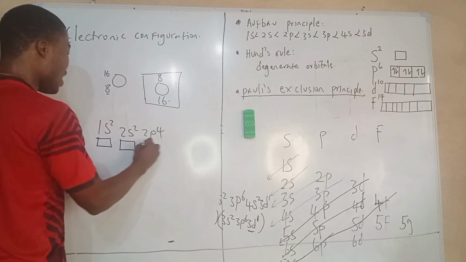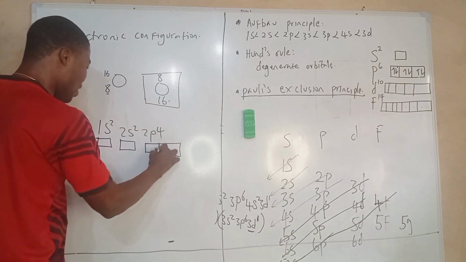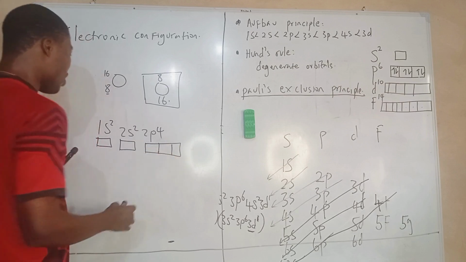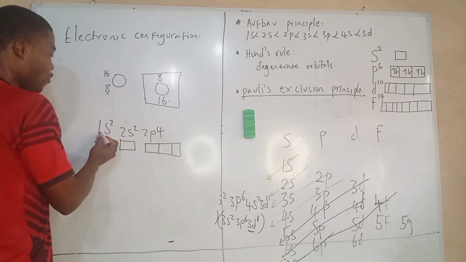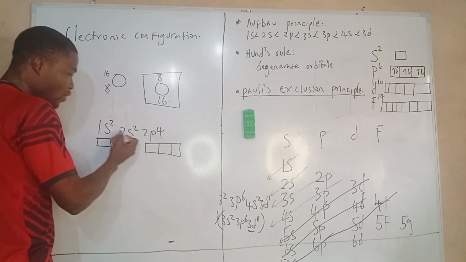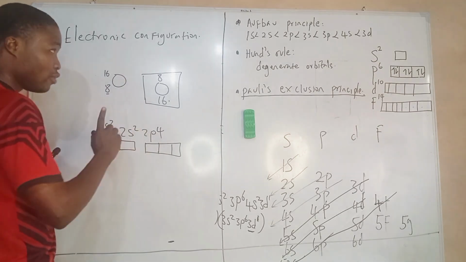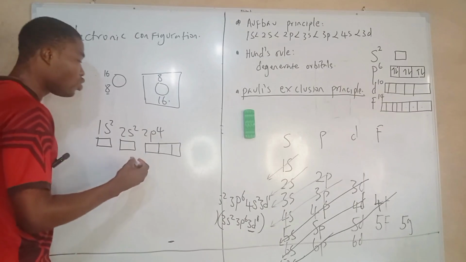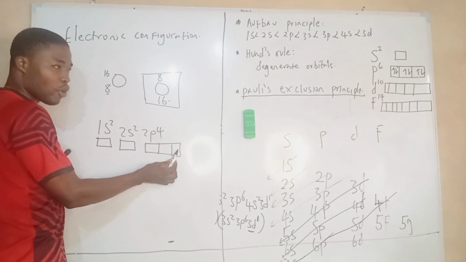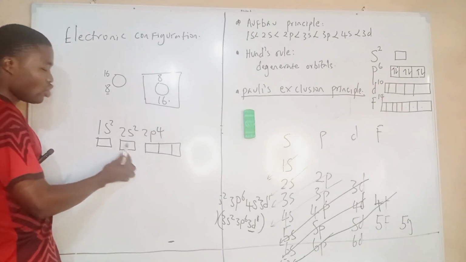S is one orbital. S does not have degenerate orbitals, but P has degenerate orbitals. According to S and P, following the principle I just said, we have followed Aufbau's principle like this. Now, Hund's rule is what talks about degenerate orbitals. So Hund's rule we're talking about somewhere here. These two do not have degenerate orbitals.